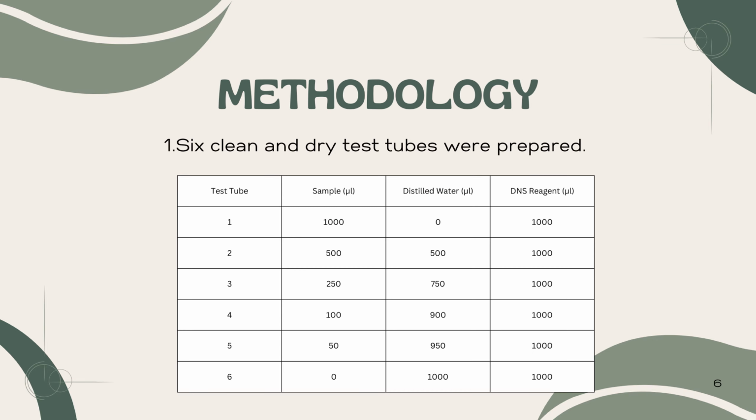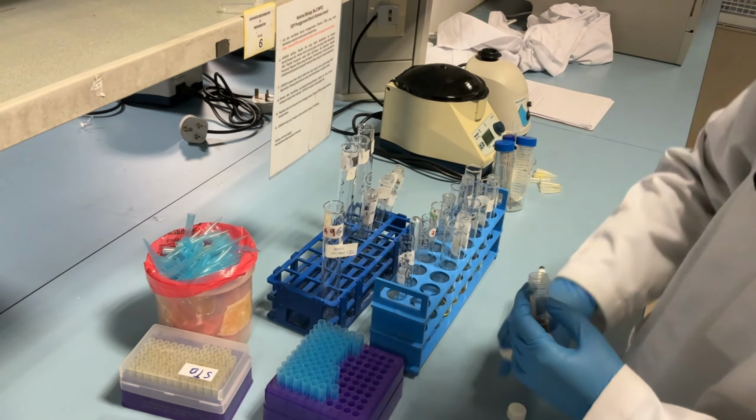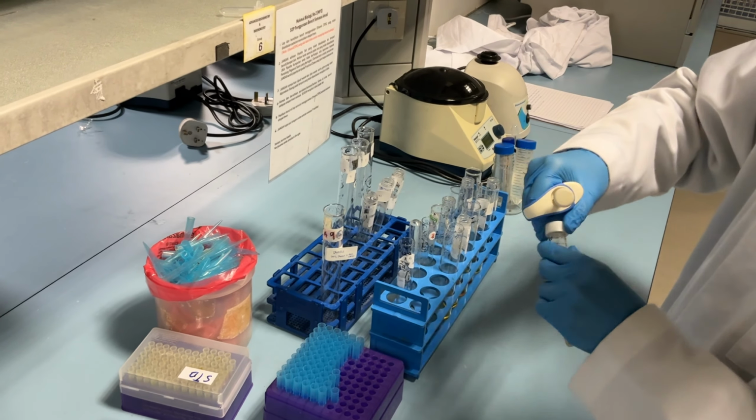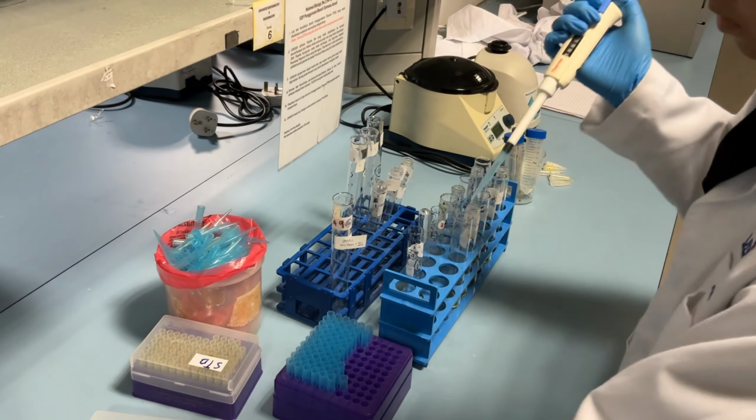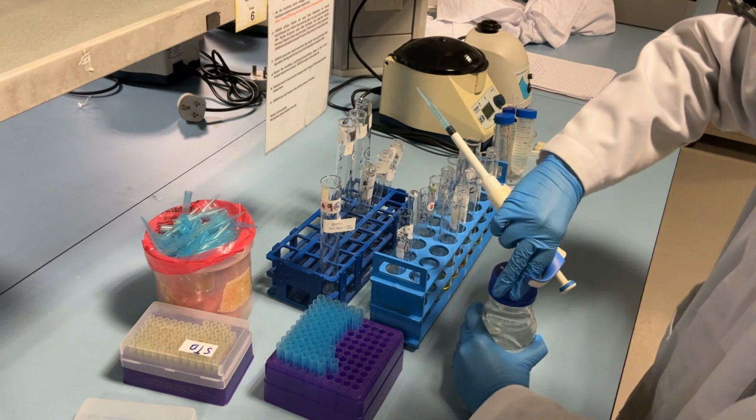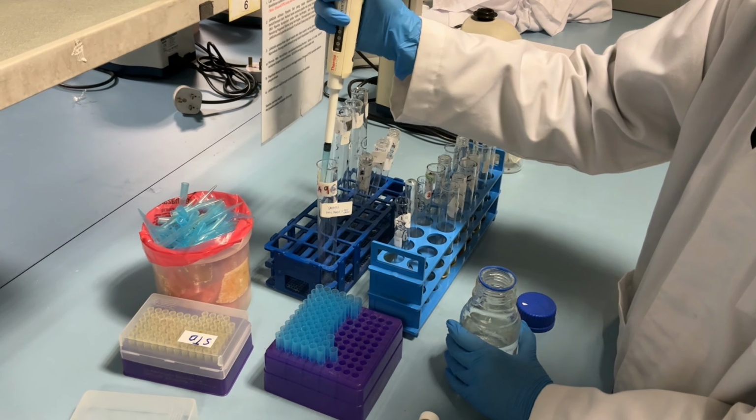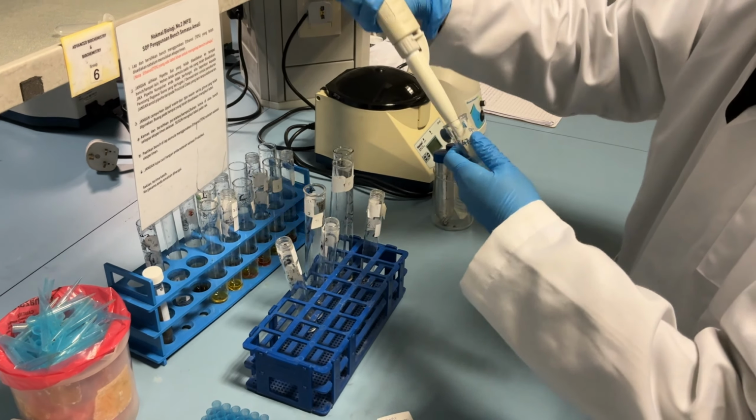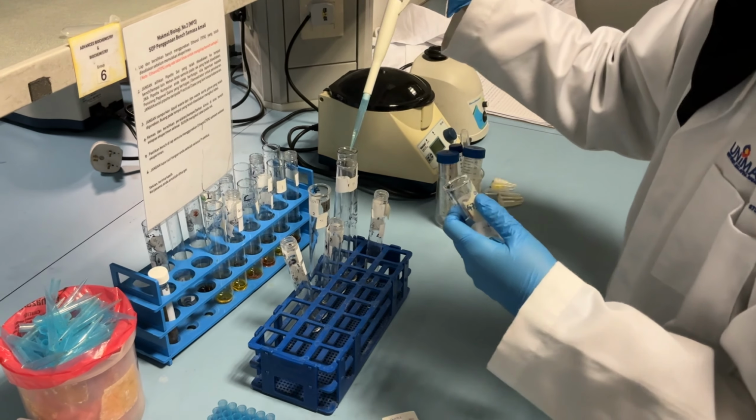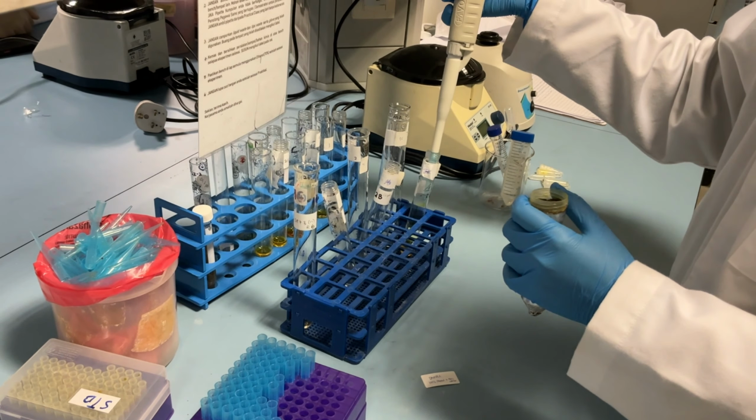Methodology. First, 6 clean and dry test tubes were prepared. Next, 1 ml of DNS reagent was added into all test tubes containing samples as measured according to the above table. The test tubes were boiled for 5 to 7 minutes. The test tubes were left to cool down to room temperature after boiling. 1 ml of Rochelle salt solution was added into the mixture.